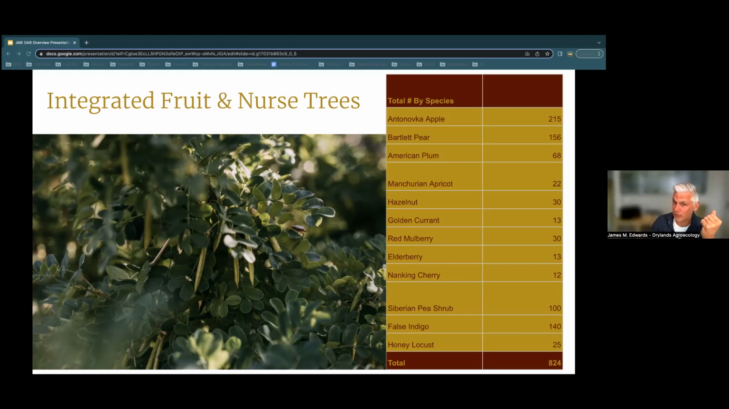One, it's a nitrogen fixer. Most plants will draw nitrogen out of the soil, and it's a major nutrient for the majority of plants. But these three at the bottom, the pea shrub, the indigo, and the locust, actually put nitrogen into the soil. So we refer to them as nurse plants because they're supportive to the other plants in this polyculture that we're creating. Interesting. Okay, I did not know that.